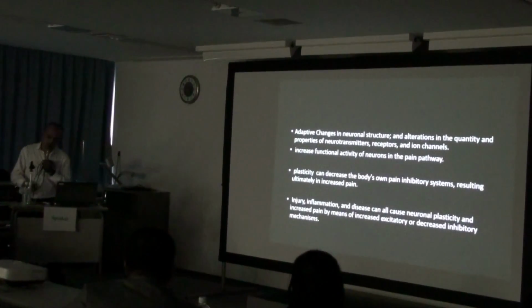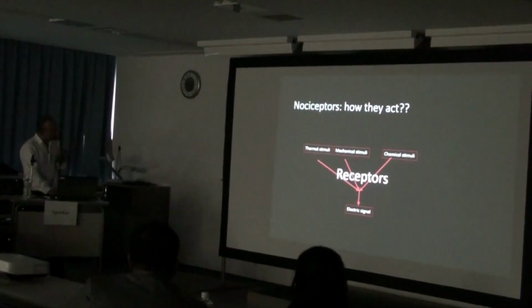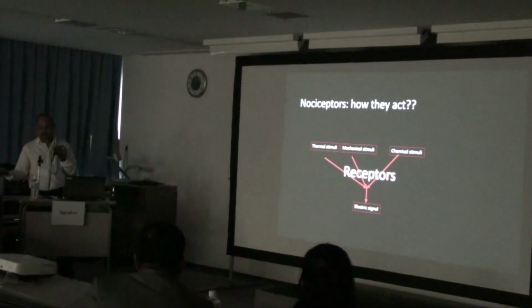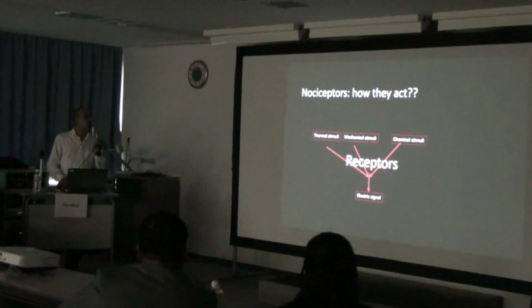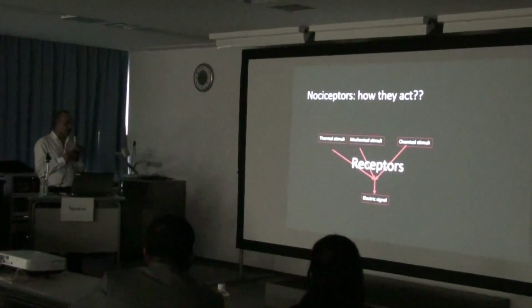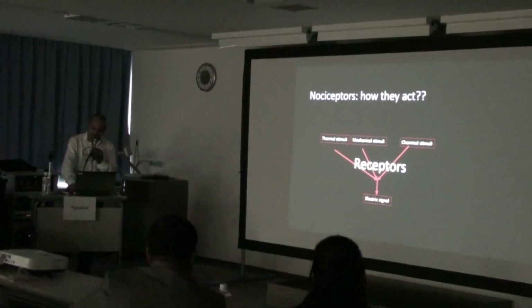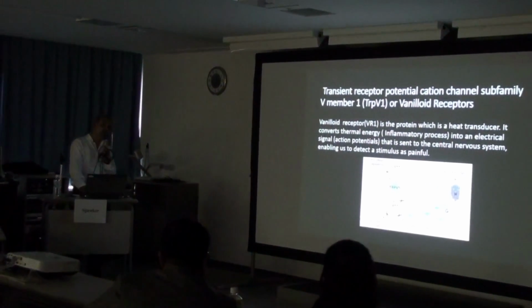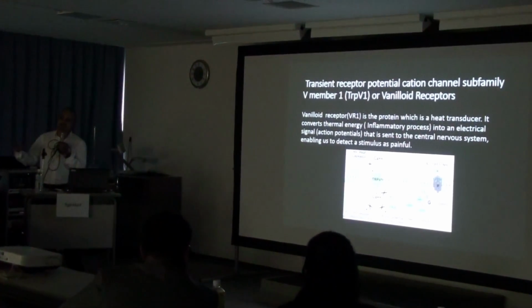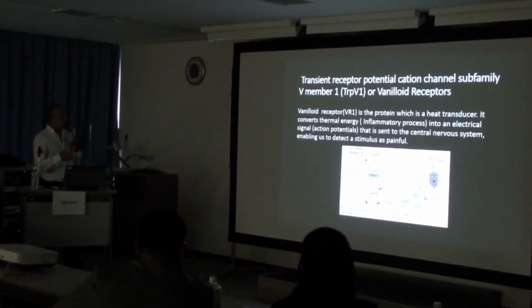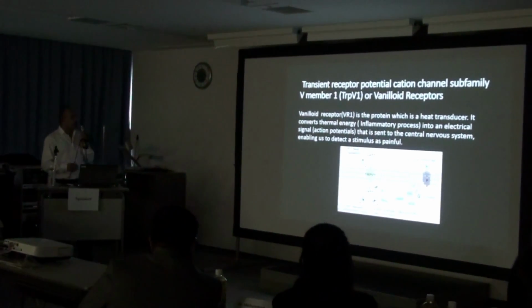We have three types of stimuli, of course: thermal stimuli, mechanical stimuli, and chemical stimuli. And that is changed into an electrical signal and perceived as pain. These stimuli change into electrical stimuli by a vanilloid receptor, VR1.